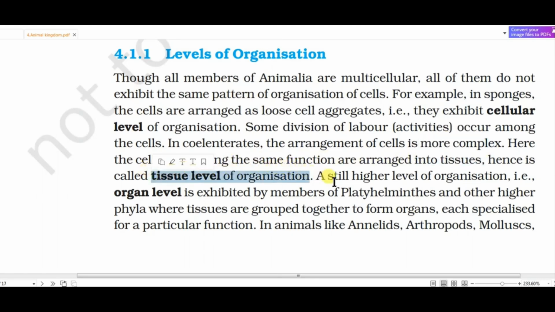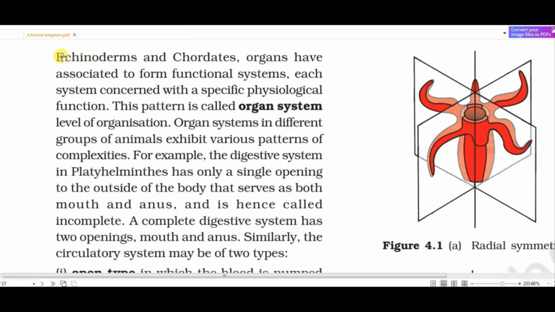A still higher level of organization, organ level, is exhibited by members of Platyhelminthes and other higher phyla, where tissues are grouped together to form organs, each specialized for a particular function. Organs are specialized in animals like annelids, arthropods, molluscs, echinoderms and chordates. Organs associate to form functional systems, each system concerned with a specific physiological function. This pattern is called organ system level of organization.